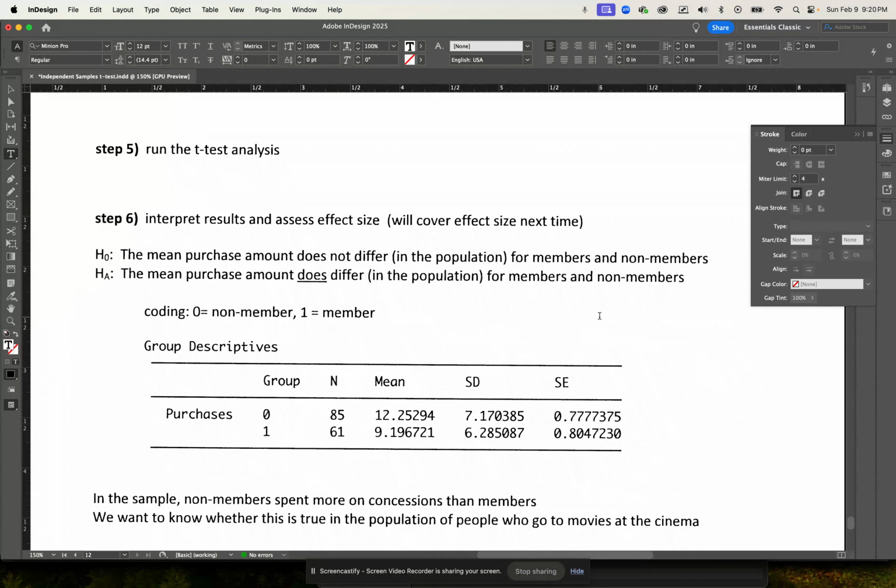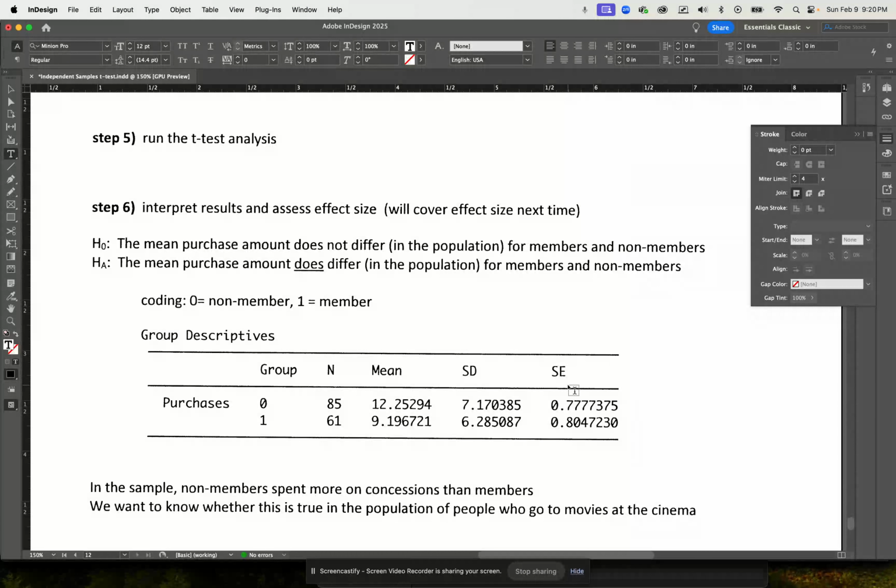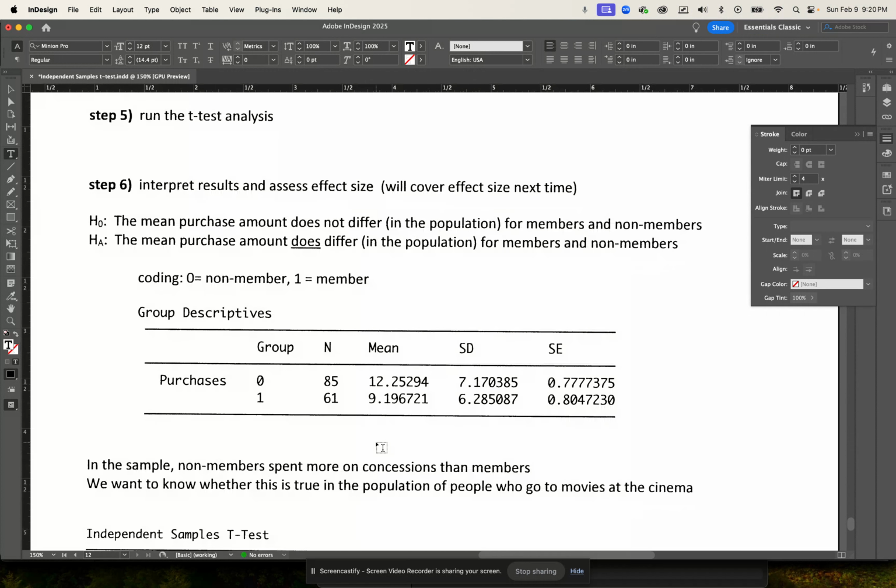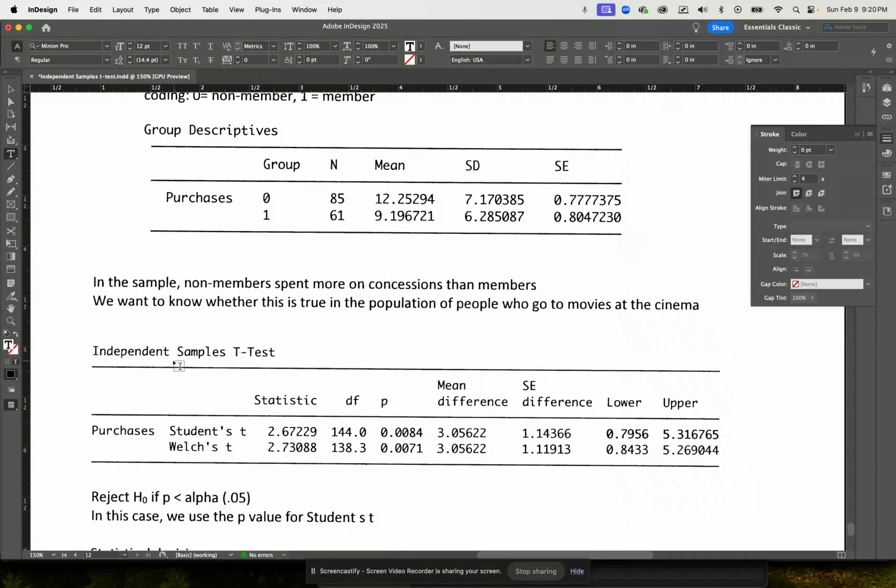So this is what we got. We see from the sample that group 0, or non-members, purchase more compared to members. So we want to see if that's true for the population. And so looking at the independent samples t-test, and remember we're using student's t, not Welch's t, the p-value is lower than our alpha, 0.05, so we will reject the null hypothesis.